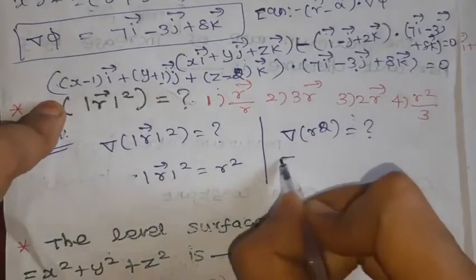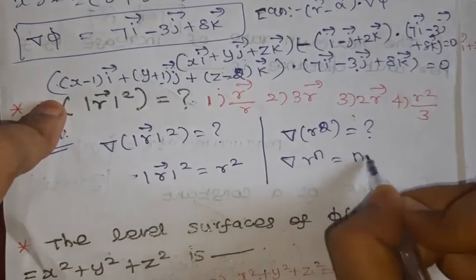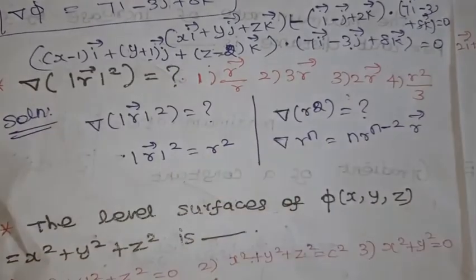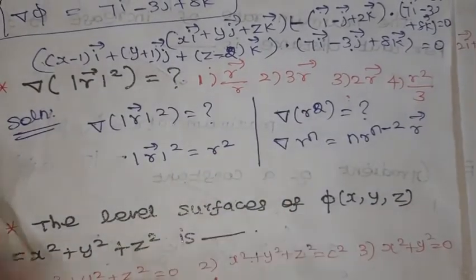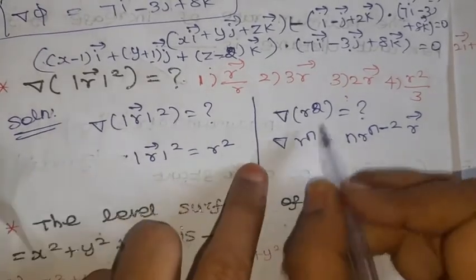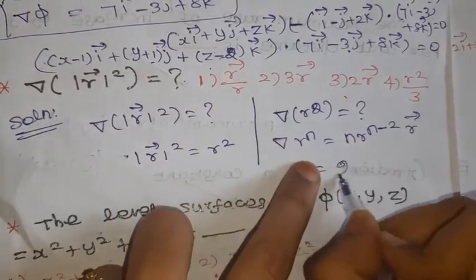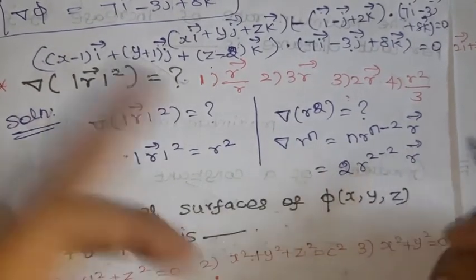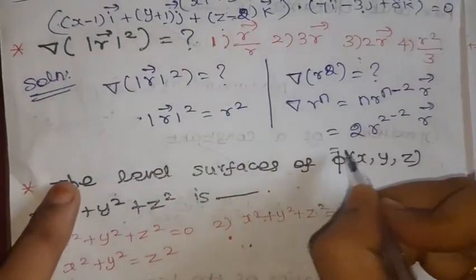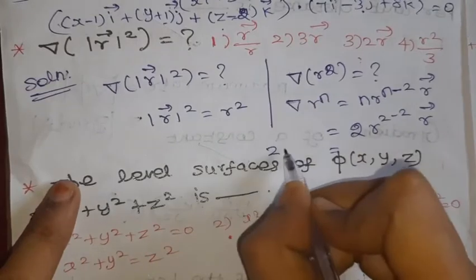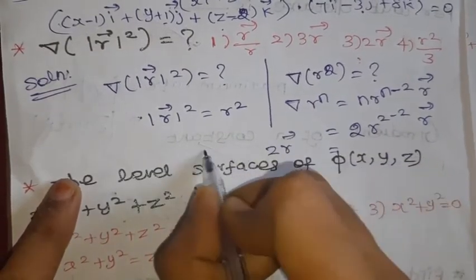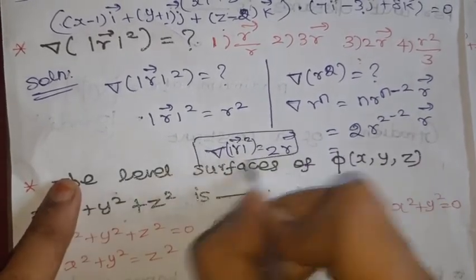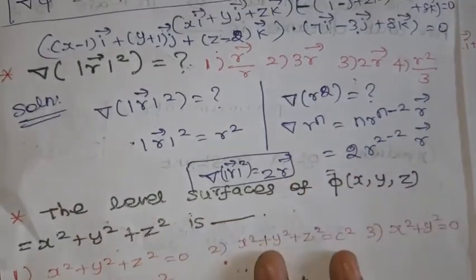is equal to what? We have already proved that del of r power n is n r power n minus 2 into r vector. Previously also we have used this term. Here in place of n, we have 2. So 2 r power 2 minus 2 into r vector. So r power 0 is 1, anything power 0 is 1. So what is remaining? 2 into r vector. That is nothing but del of magnitude of r squared equal to 2r. So just simply use this formula.